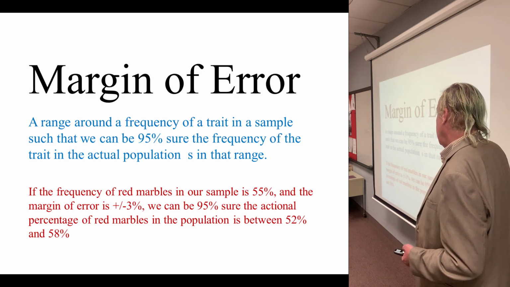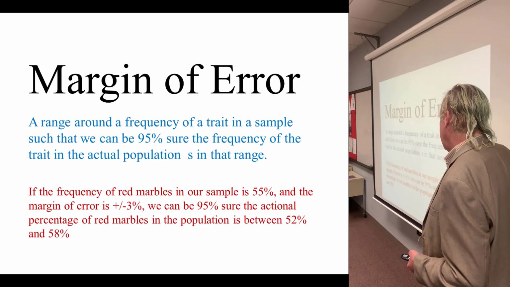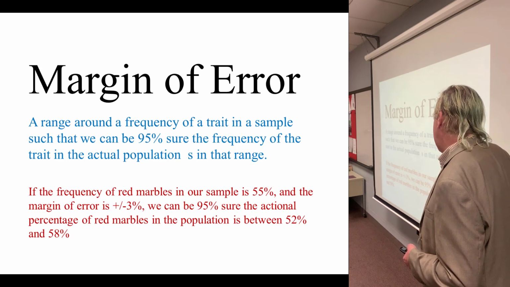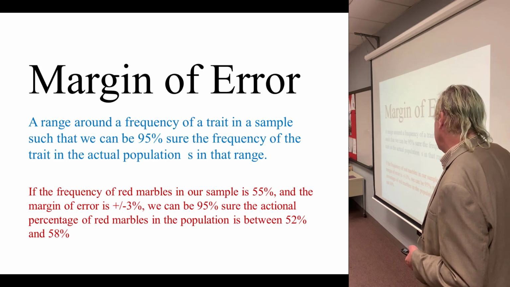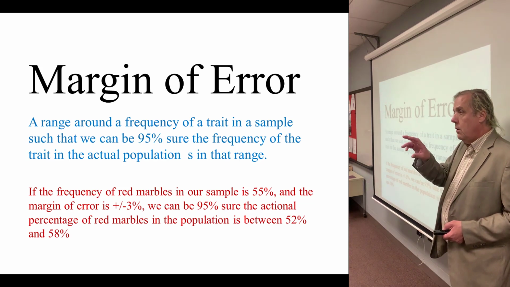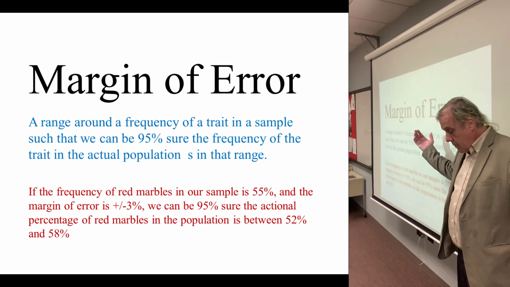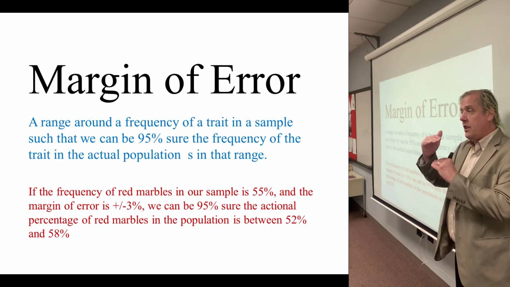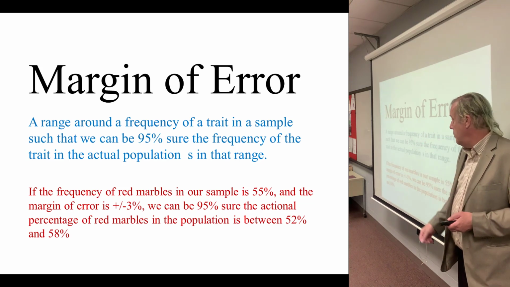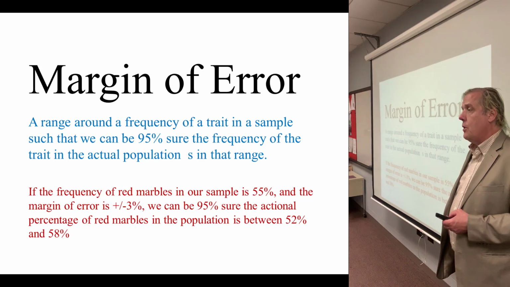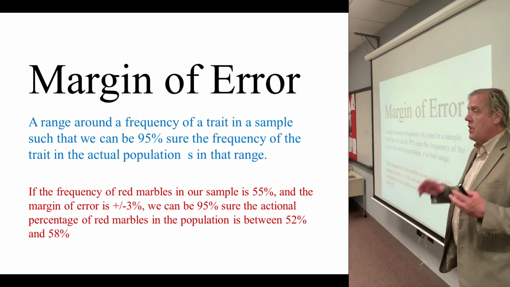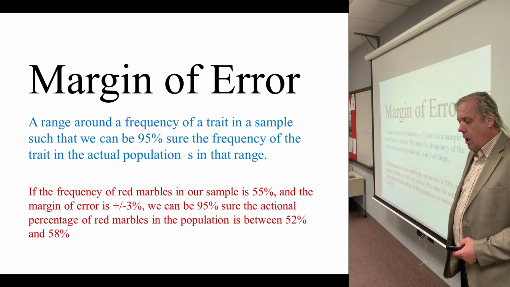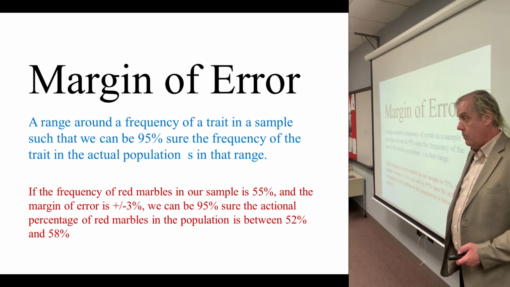So the technical definition is it's a range around the frequency of a trait, that is the quantity of a variable, in a sample such that we can be 95% sure that the overall population is in that range. So when you move from a sample to a population, if you want to be 95% sure of your generalization, you need to add this margin of error, right? This is a purely mathematical property that is a relationship between the size of the sample and the size of the population. And it is assuming that the sample is random, right?